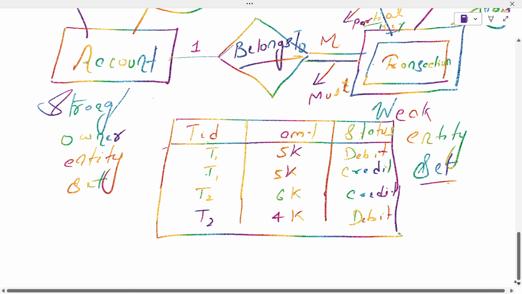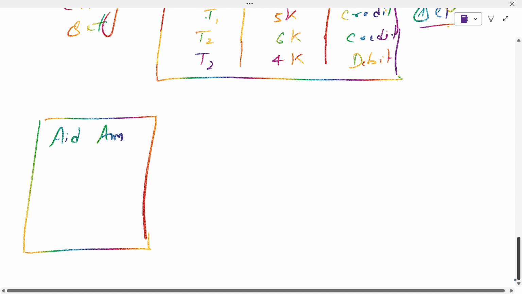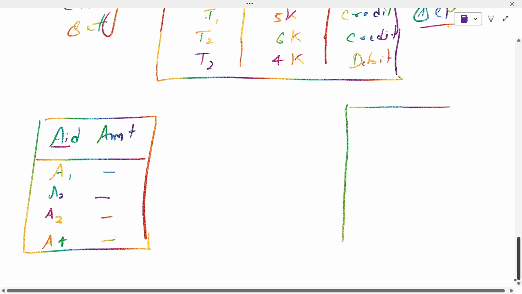If we see it as a model, so let's say we have this account ID, AID, and we have amount. So AID is the key here. So this will be A1, A2, A3, A4, and the amount associated with each account would be something. Okay, we don't have to worry about that. And again here we have our weak entity set. For the weak entity set, as we have already said, TID is there and there is some amount and there is a status whether it is credited or debited.